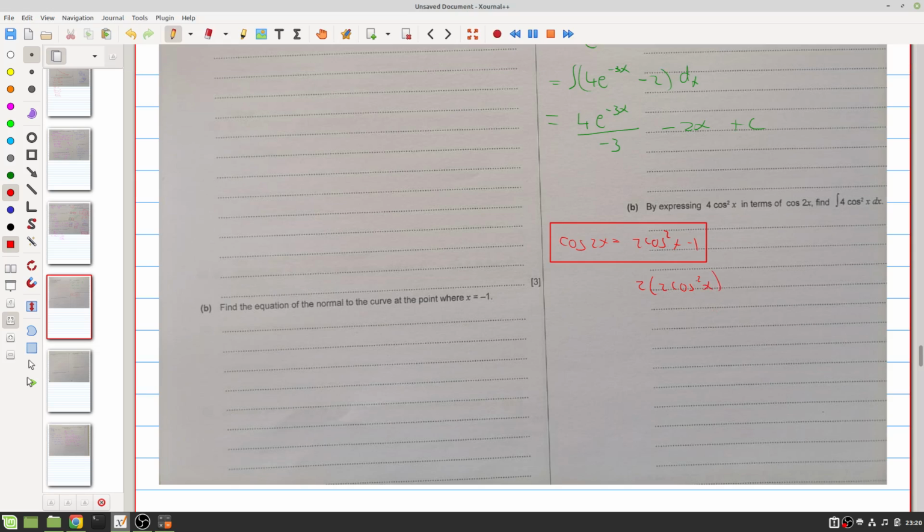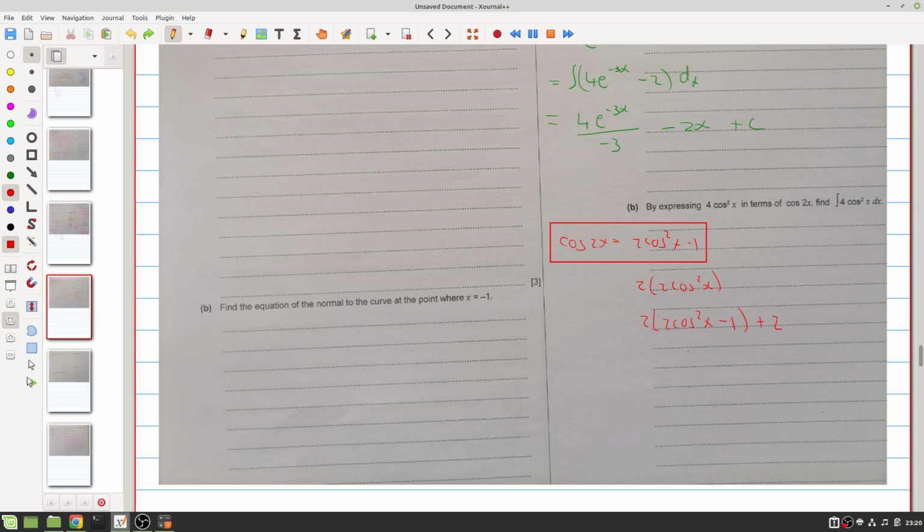Okay, so the 2 cos squared x looks sort of right here, but we need to add a minus 1. So we're going to say 2 cos squared x minus 1. But now we've actually added minus 2, so we need to add positive 2 again. Alright, so now this is the same. So now this whole thing is the same as 4 cos squared x.